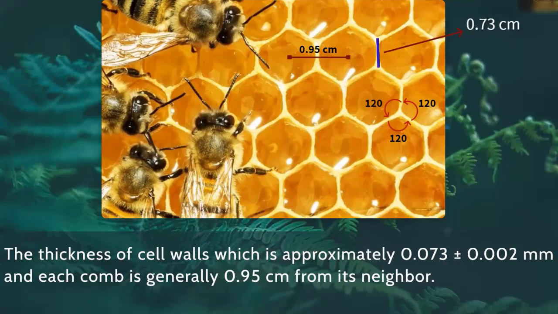Each comb is generally 0.95 centimeter from its neighbor. If you look at their centers, approximately, no need to be perfect 0.95, but generally like that. It depends on the bee's size. That is the centerline distance. There is one more thing. Each cell is exactly like the others, meeting precisely at 120 degrees. 120, 120, 120. We have the structure.